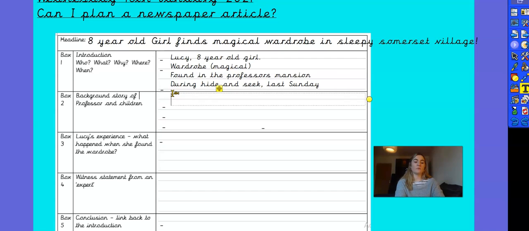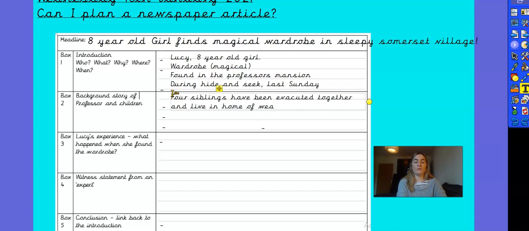So, let's put 4 siblings, because I'm saying specifically they're not just 4 children, but they're actually brothers and sisters together. So 4 siblings have been evacuated together, because sometimes evacuees might be split up. So I think it's important to say that they have been evacuated together and live in home of wealthy professor, and I'll use a P for professor just so I'm not using up all my space.